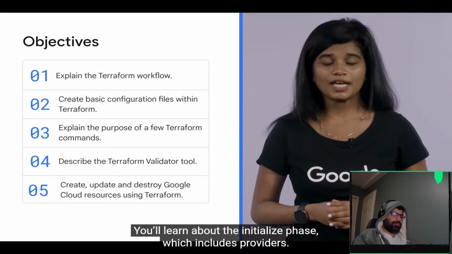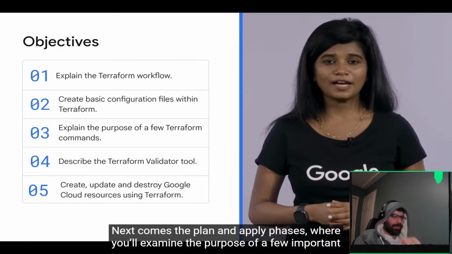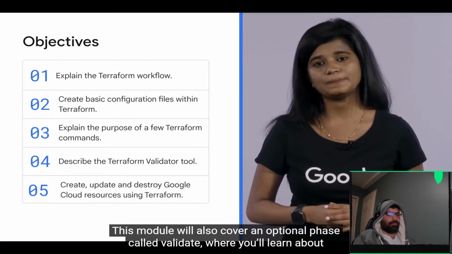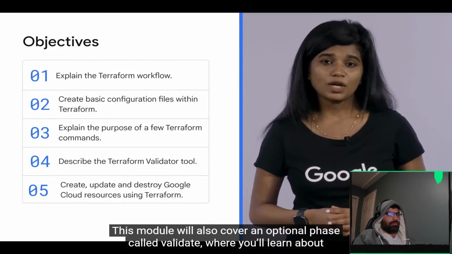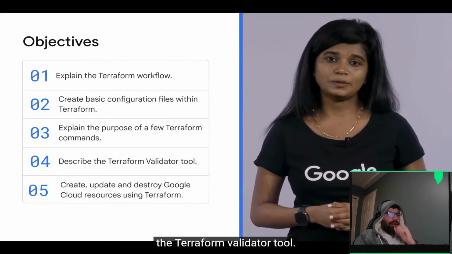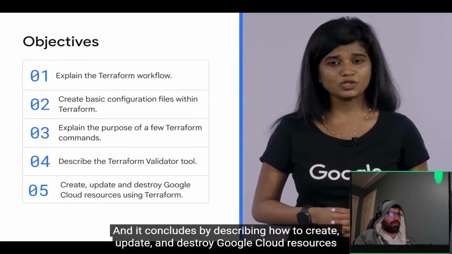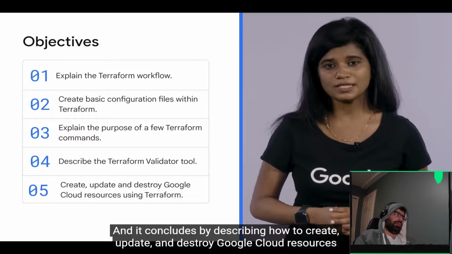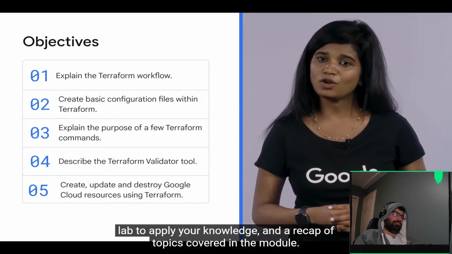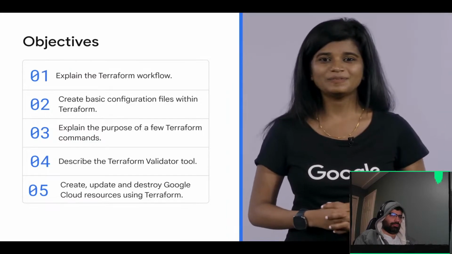You'll learn about the initialize phase, which includes providers. Next comes the plan and apply phase, where you'll examine the purpose of a few important Terraform commands. We will also cover an optional phase called validate, where you will learn about the Terraform validator tool. And it describes how to create, update, and destroy Google Cloud infrastructure resources using Terraform. We will conclude with a hands-on lab to apply your knowledge and a recap of topics covered in the module. Let's get started.